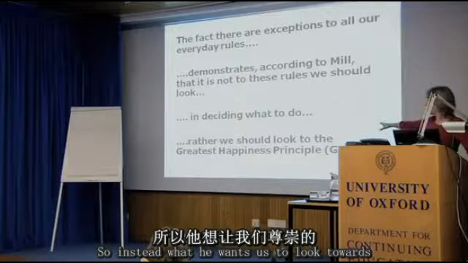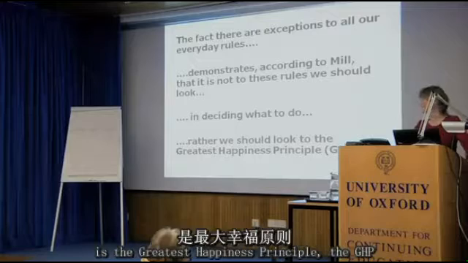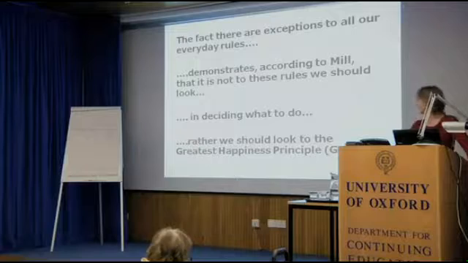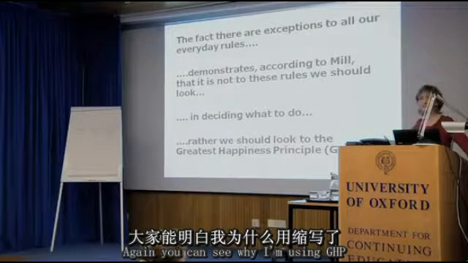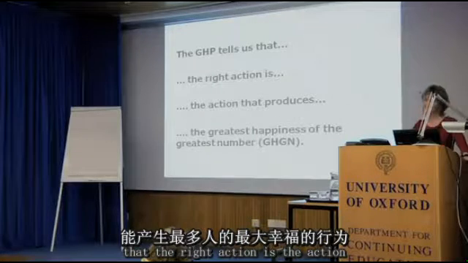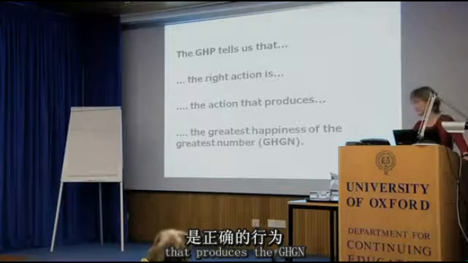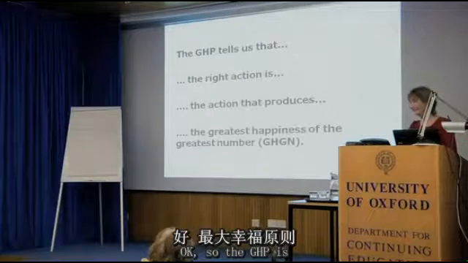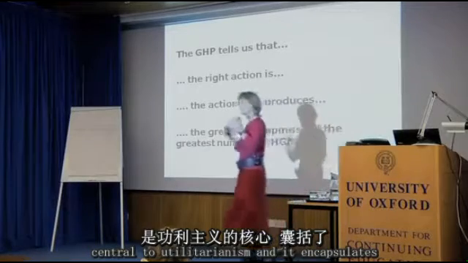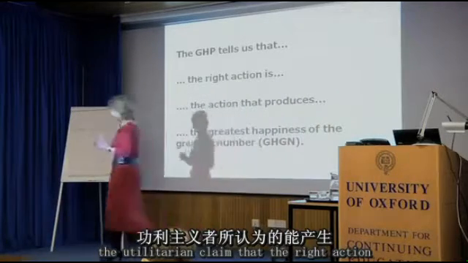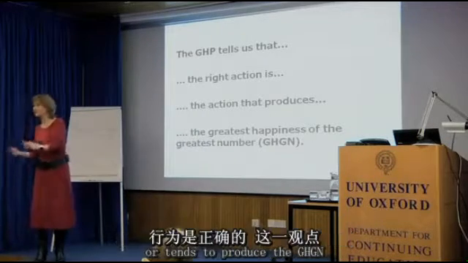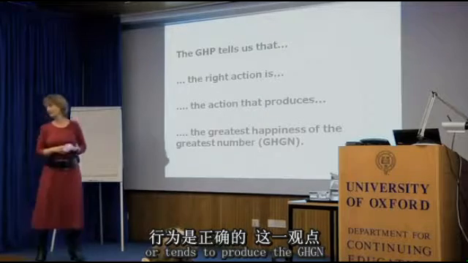So instead, what he wants us to look towards is the greatest happiness principle, the GHP. Again, you can see why I'm using GHP. The greatest happiness principle tells us that the right action is the action that produces the greatest happiness of the greatest number. It is central to utilitarianism, and it encapsulates the utilitarian claim that the right action is the action that produces or tends to produce the greatest happiness of the greatest number.